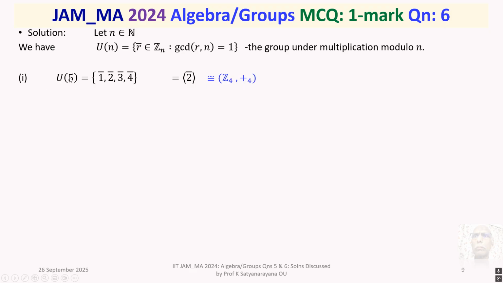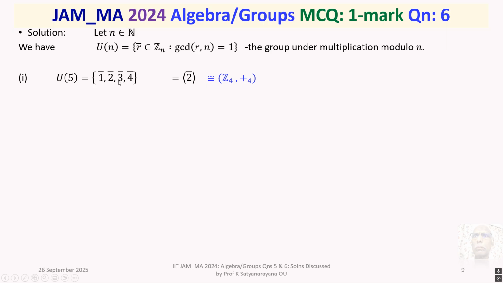U5. 5 is a prime number. And what are all those numbers relatively prime to 5? There is 1, 2, 3, 4. 1 bar, 2 bar, 3 bar, 4 bar. Residual classes. In this, you take 2. 2 square is 4. 2 cube is 3. 2 power 4 is 1. They are all multiplication modulo 5 you have to do.